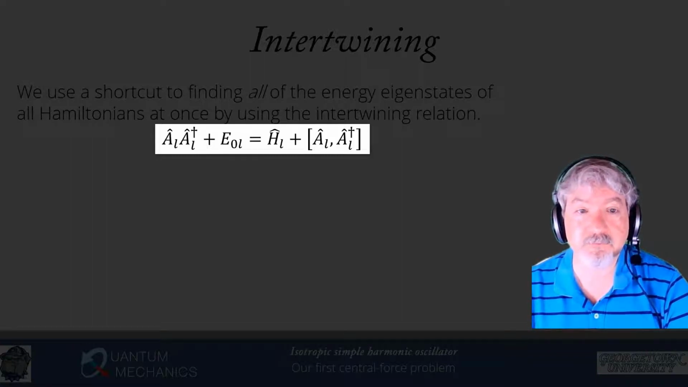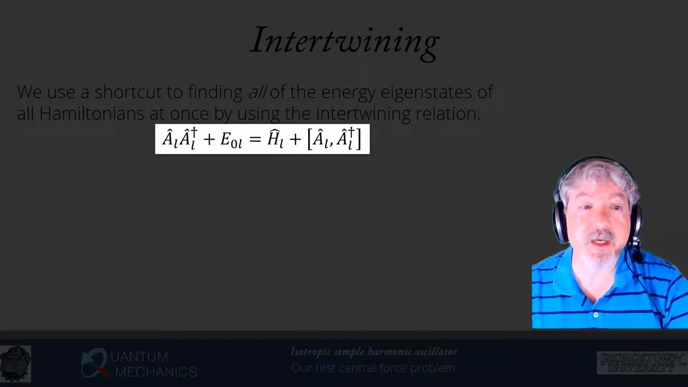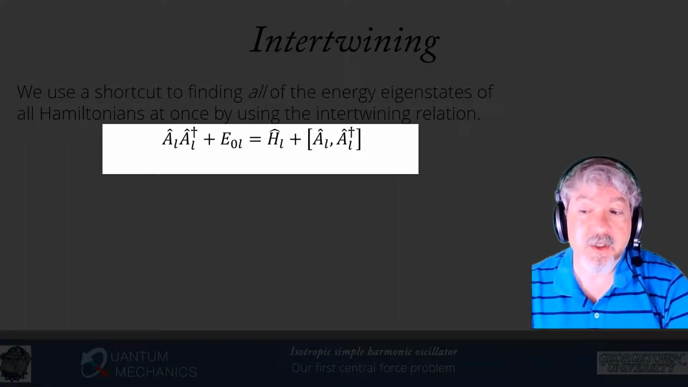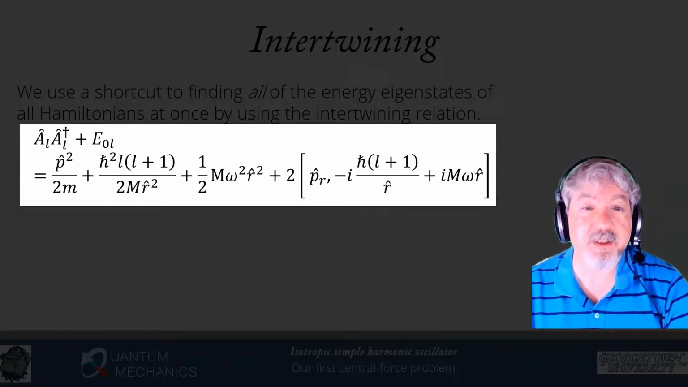So what I'm going to do is remember that A_L dagger A_L plus E_0L is equal to H_L. And so this term on the left-hand side is actually equal to H_L plus the commutator of A_L with A_L dagger. Now I can substitute in and calculate what that commutator is.